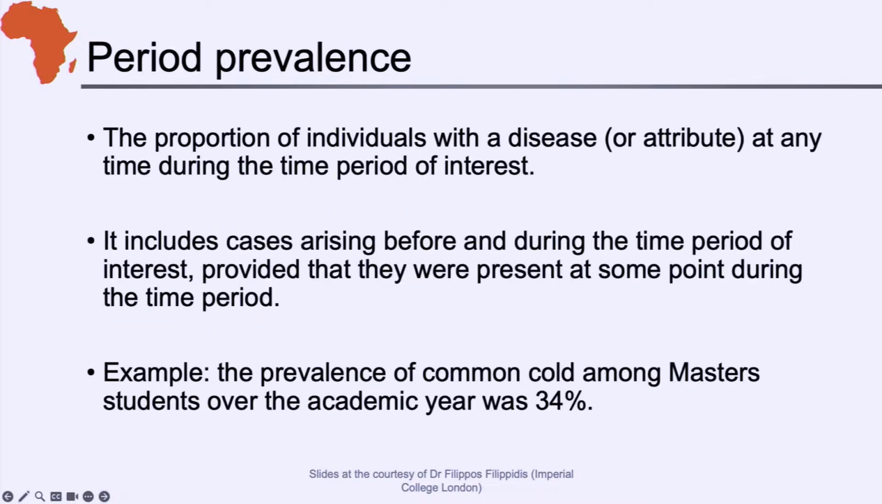The period prevalence, which is less commonly used, is the proportion of individuals with a disease or condition at any time during the time period of interest. So that includes cases arising before and during the time period of interest or study, provided that they were present at any point during that time period. So for example, if we look at master's students over the past year, say 34% at some point had the common cold. So that doesn't mean that at the end of this period 34% are sick, but at some point throughout the 1-year period they developed the common cold.